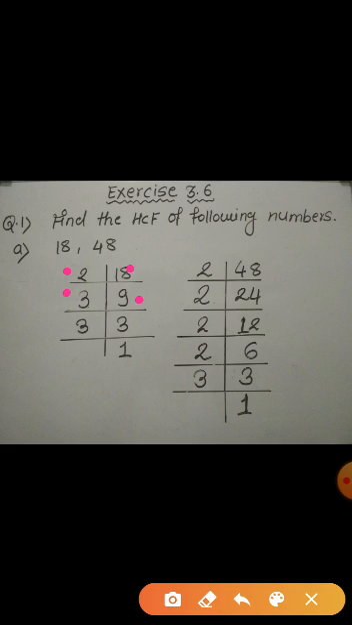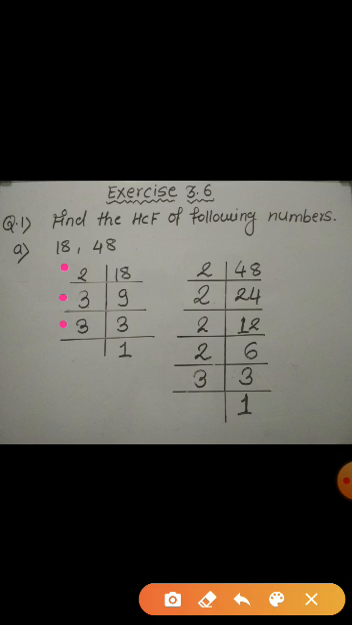So when 9 is divided by 3, we get 3. And 3 is a prime factor which is divisible by itself. So 3 divided by 3, we get 1. In this way, we have to continue the division method till we get 1. So what are the prime factors of 18? The prime factors of 18 are 2 into 3 into 3.